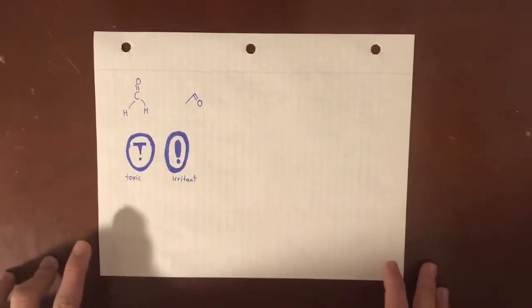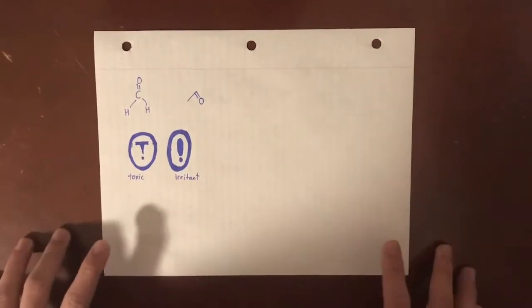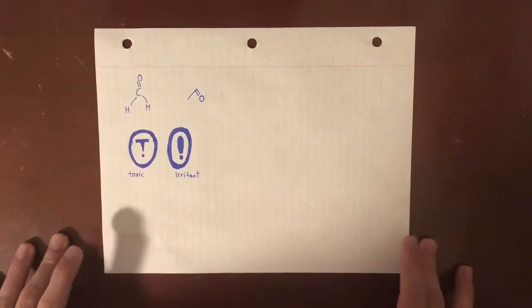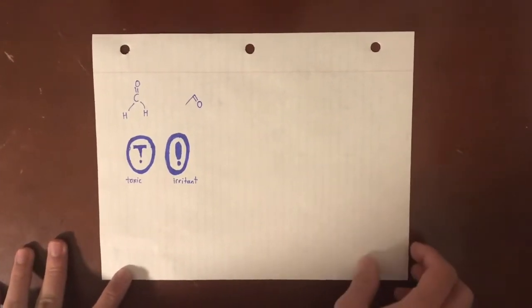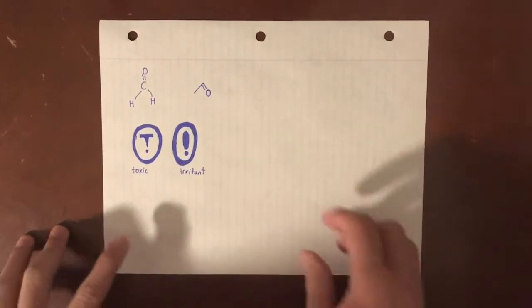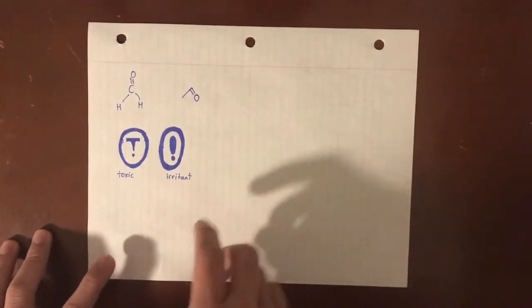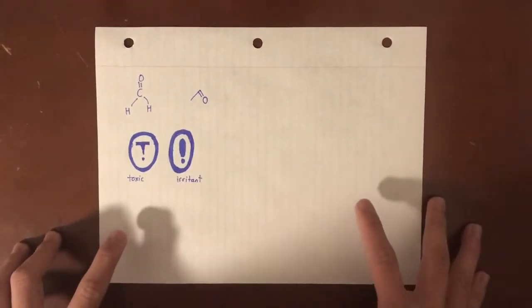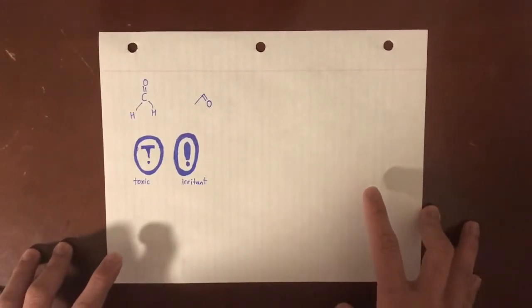Aldehydes are used in many ways. One use of an aldehyde is formaldehyde, or its IUPAC name is methanal, used to preserve biological specimens. Also, methanal is used to prepare glues, germicides, insecticides, and fungicides for plants. Acetaldehyde, or its IUPAC name ethanal, is used to create acetic acid, or IUPAC name ethanoic acid, which is also known as vinegar.